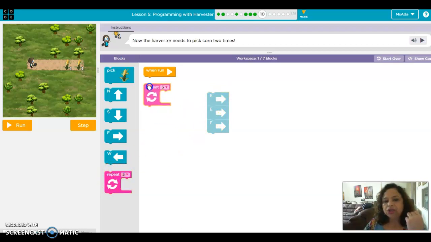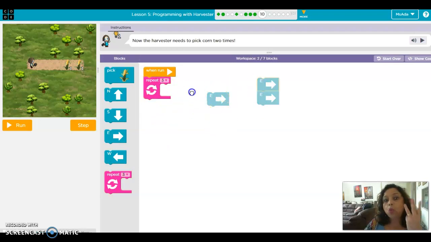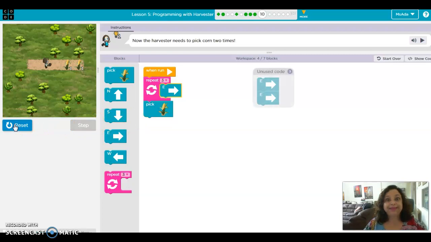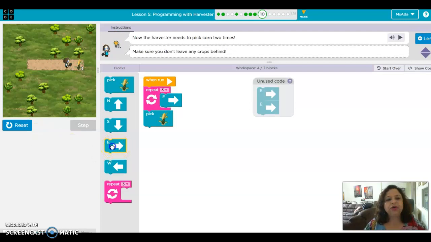How much is 3 times 1? I have 3 and I have 3 one time. 3 one time? Oh, it's 3. Yes, so I have 3. And then I need to pick my corn. And let's see what happens. 2, 3, pick my corn. Oh, I still need to go east one time and pick my corn.